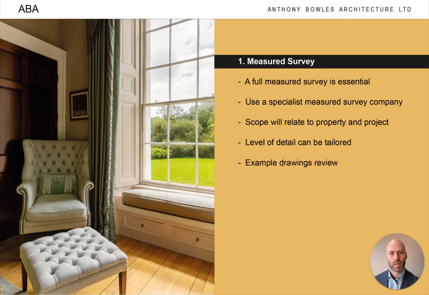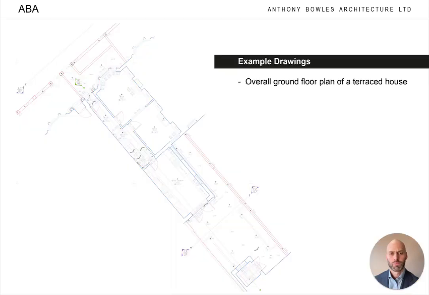Let's take a quick look at some example survey drawings so you can see what they look like. As you can see, this one shows the overall ground floor plan of a terraced house. It sets the building into the context of the road and the front garden. It shows the rear garden and in this case a small outbuilding. The boundary wall is illustrated in a good level of detail. It shows door positions and widths, window positions, stair positions, chimney locations, wall thicknesses. And all of this is done with a high level of accuracy and consistency.